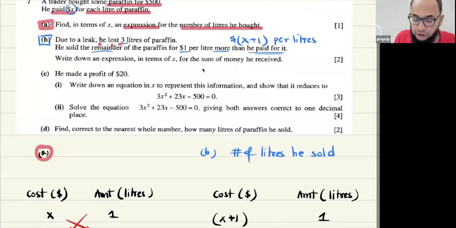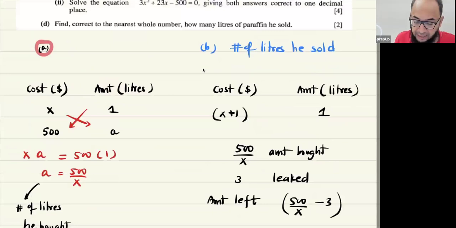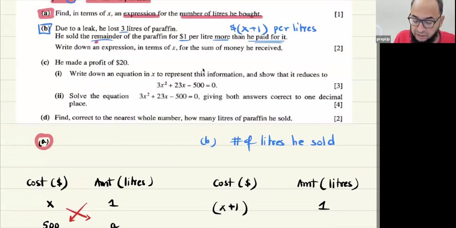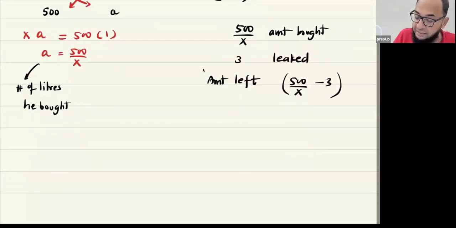Due to a leak, he lost 3 liters. This is liters, subtract 3. And then it says he sold the remainder of paraffin for $1 per liter more than he paid for it. He paid x dollars, so now he is selling it for x plus 1. Write down an expression in terms of x for the sum of money he received. So what is the sum of money he received?